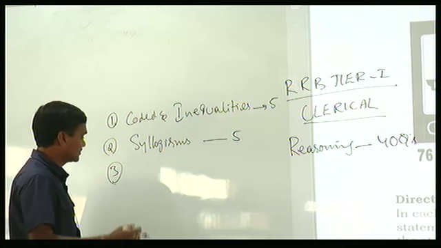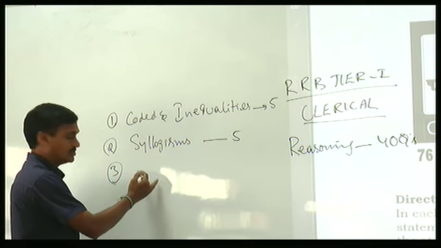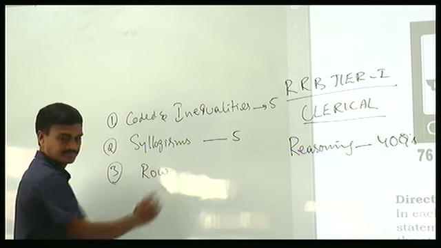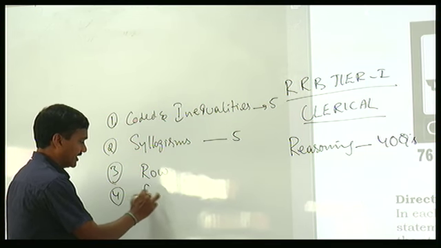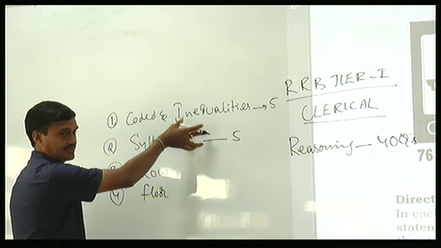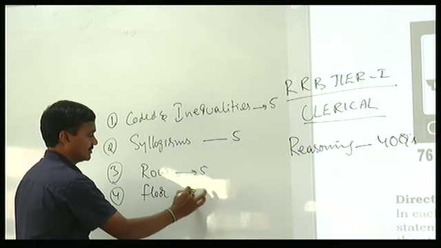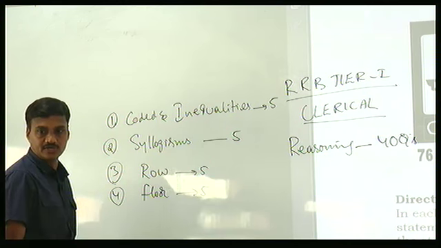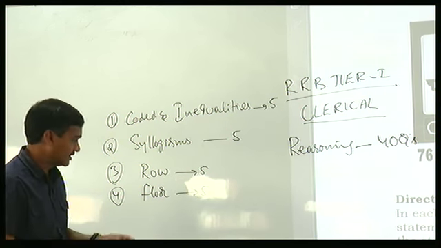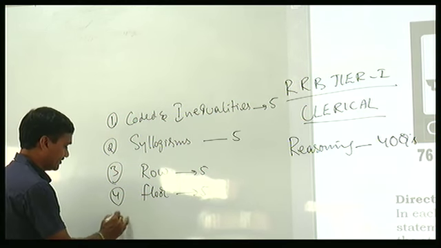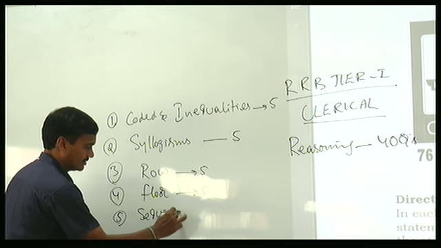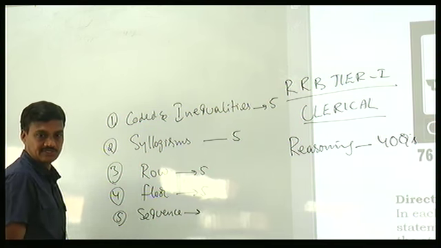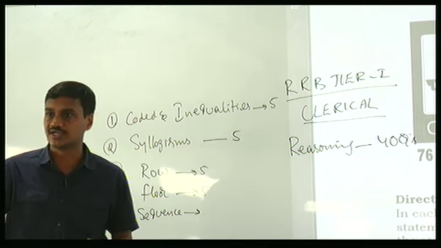unlike the previous sessions, this time the next priority should be row arrangement, and the next one is floor arrangement. After these 2, directly go for the puzzles, and in total we have some 20 questions. After these 20, what else was given? Sequence was given.